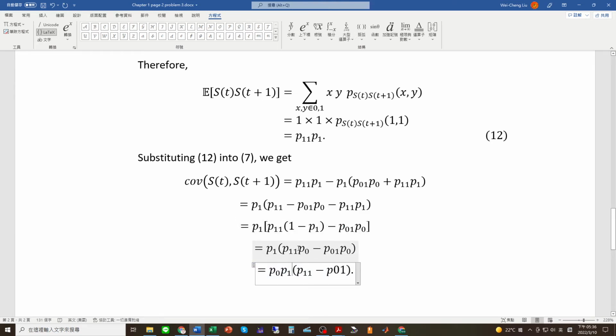After moving the term P0 in front of P1, we get P0 times P1 times (P11 minus P01).